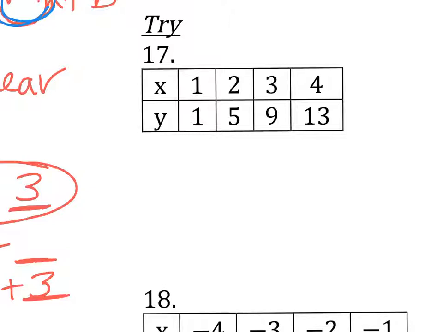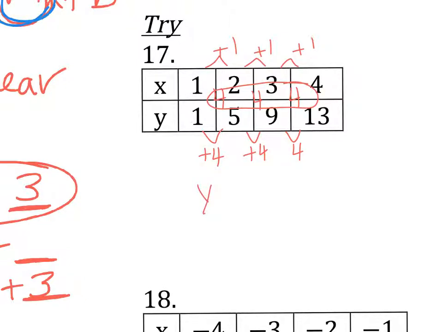All right, so first thing I need to do is check if it's linear. So 1 to 5 is up 4, 1 to 2 is up 1. So 4 over 1 is 4. Up 4, up 1. So 4 over 1 is 4. Up 4, up 1. So 4 over 1 is 4 again. So I have a constant rate of change here of 4.